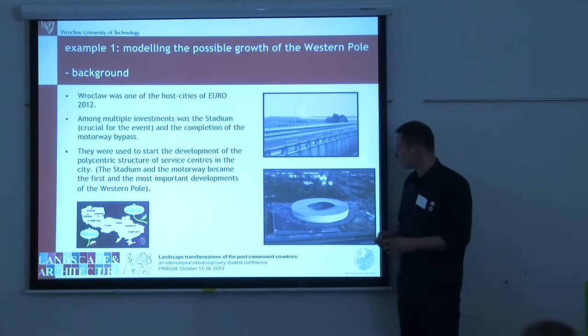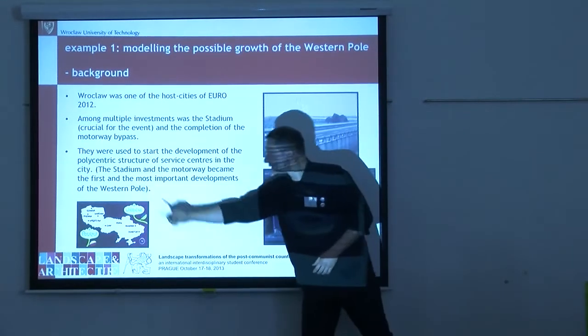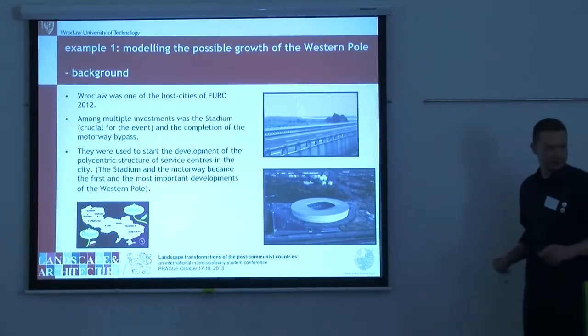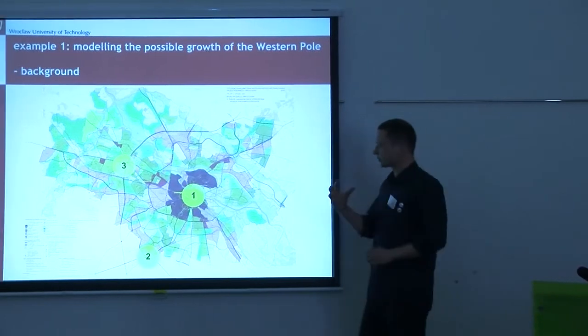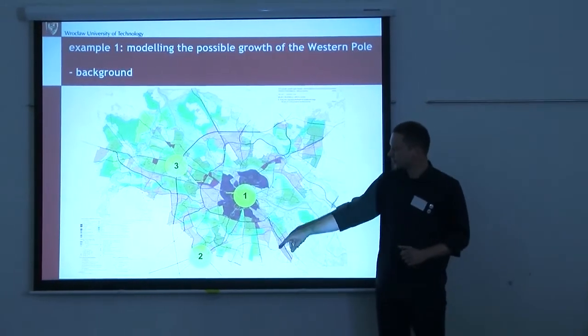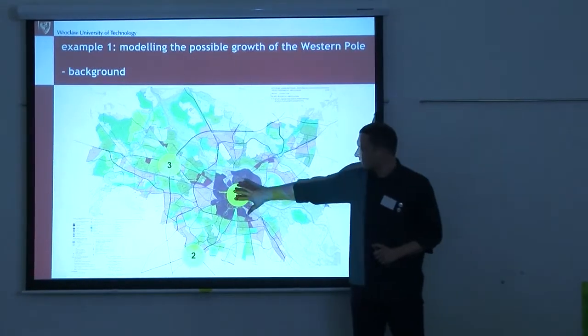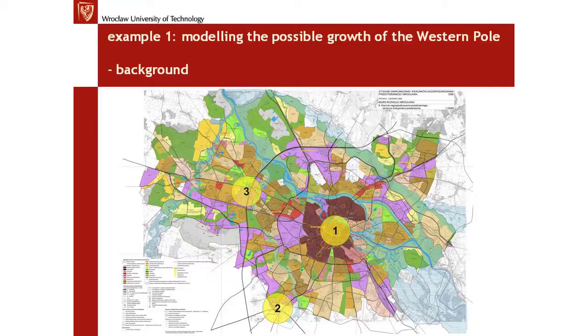Right, and I will be telling you about the Western Pole. So we'll see on the map in just a second. Wrocław is a very monocentric city. If you ignore the numbers 2 and 3 for a second, Wrocław is a very historic city, and it's really, really concentrated around the historic center.